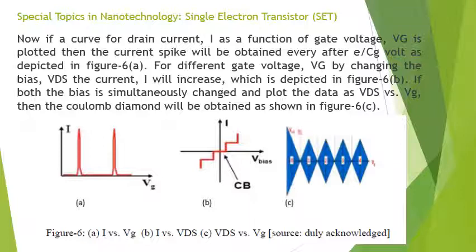Means what? When we take the two parameters, that is the gate to source voltage, right, on the x-axis and the drain to source voltage, then a diamond shape is formed, and that is known as the Coulomb diamond.